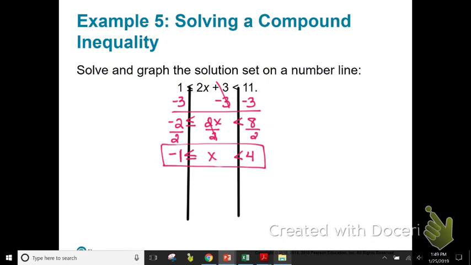So it said solve and graph the solution set. We solved it, so now we just need to graph. Put your infinities. Put 0. We know it's going to go from negative 1 to 4, so they need to be on there. And where am I going to shade? Where's your x in your inequality? Between them, isn't it? So shade between those two numbers.